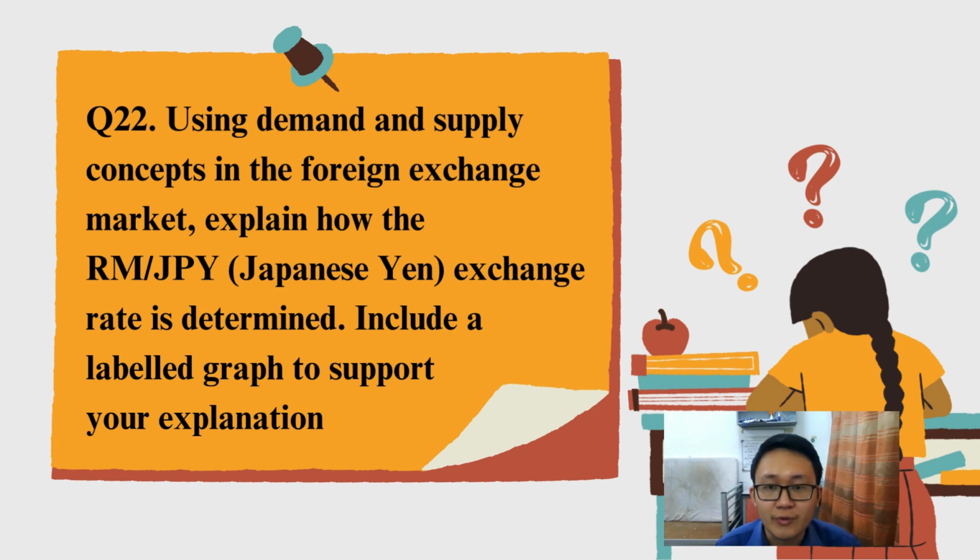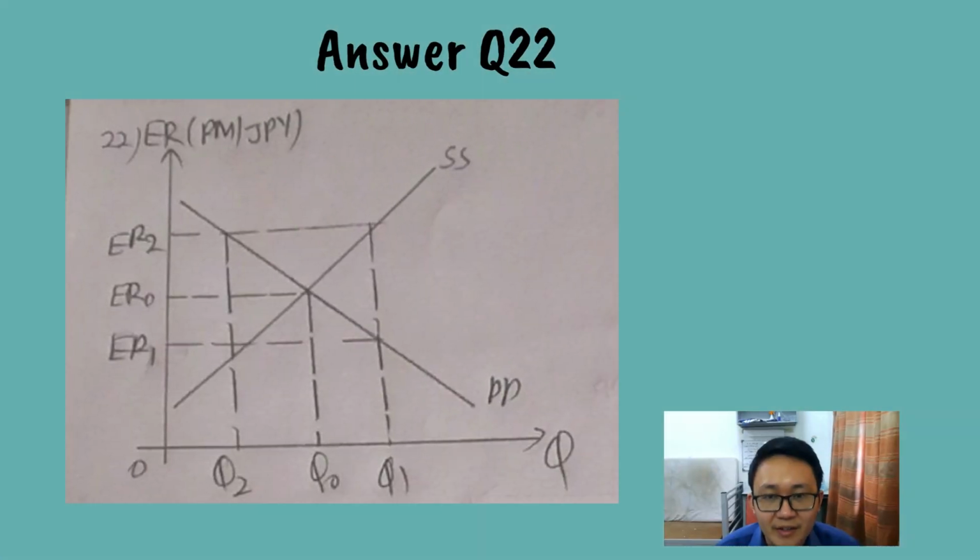Question 22. Using the demand and supply concept in the foreign exchange market, explain how the Ringgit Malaysia per Japanese yen exchange rate is determined. Include the relevant graph to support your explanation. Based on the curve above, the demand curve is downward sloping because when the exchange rate decreases from ER0 to ER1, the Malaysian currency appreciates. Japanese goods become cheaper. Malaysia increases the quantity demanded of Japanese yen to buy Japanese goods.